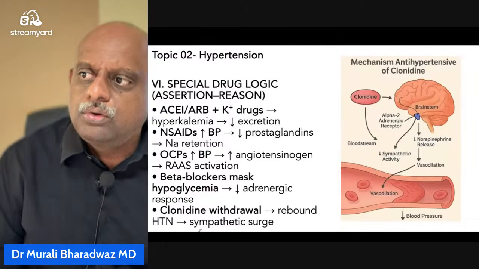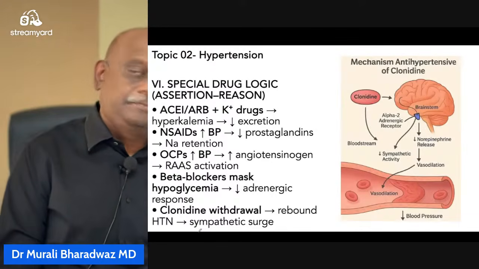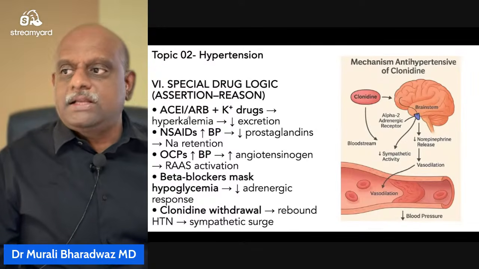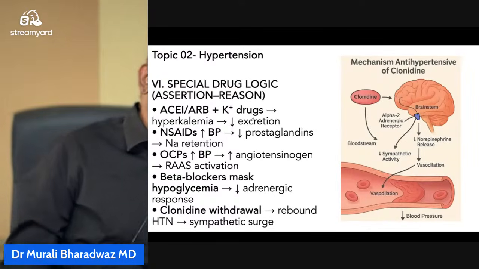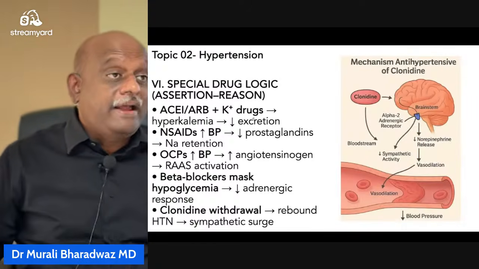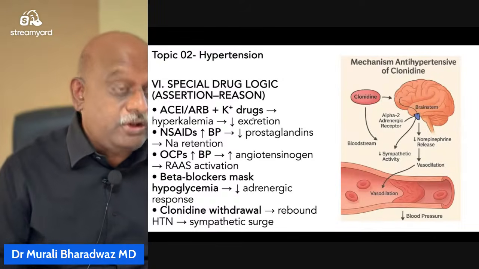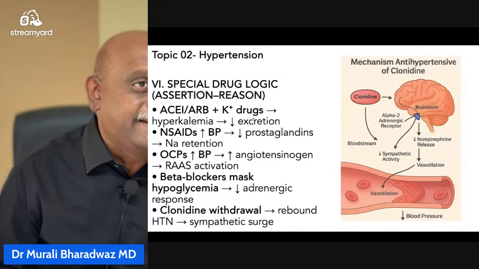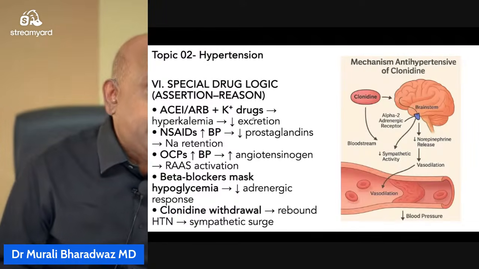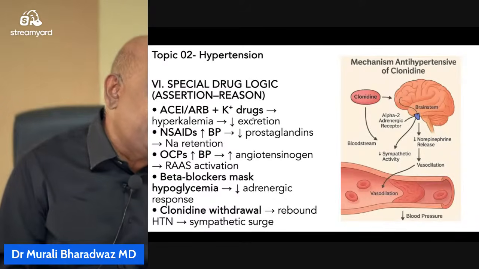Now you need to know certain important combinations. Be careful while you are combining ACE inhibitors or ARBs with NSAIDs. Why will you give NSAID? Grandma has hypertension. Grandma also has arthritis. So whenever arthritis is there, you try to give NSAID. NSAID will lead to development of hyperkalemia. So the combination will cause hyperkalemia and the grandma will die due to hyperkalemia.